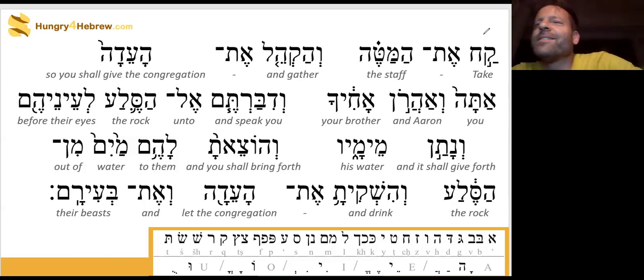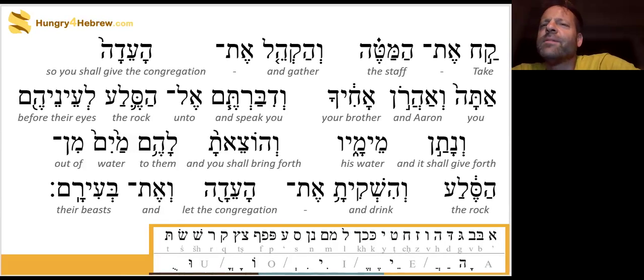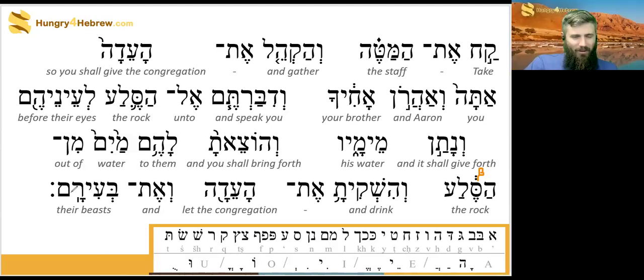Okay. Kach et hamate vehakhel et ha'eda ata ve'aharon Aharon Ahicha ne Ahicha Vedibar Tem el Hazela Le Einehem Venatan Mi Mav Vehotseta Lehem Mayim Min Hazela Vehish Hita et ha'eda ve'et be'iram. Be'iram, there's that word again for the beasts, or the things that go, the things that get kindled, I guess.